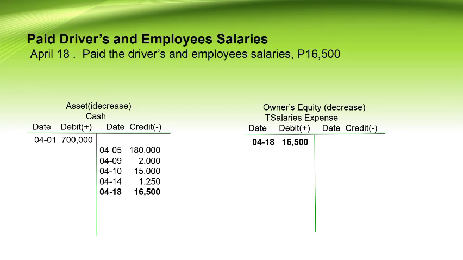For April 18, paid the drivers and employees' salaries for 16,500. For this transaction, in which the owner made payment for drivers and employees' salary, the increase in salaries expense decreases owner's equity. Expenses are increased by debits and assets are decreased by credits. So that makes salaries expense debited for 16,500 and cash credited for the same amount.